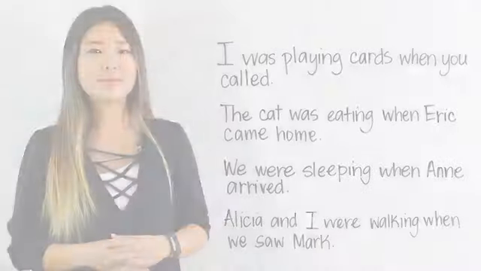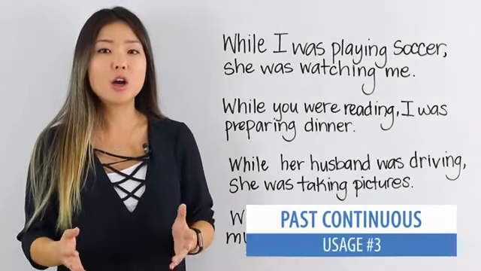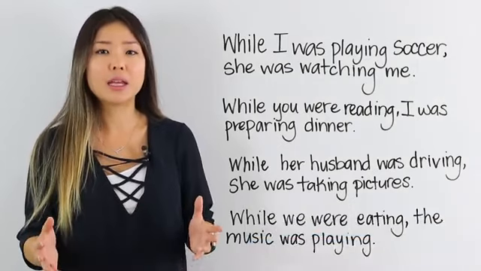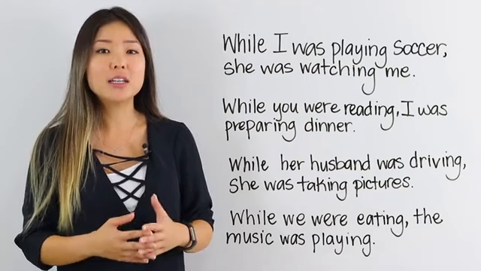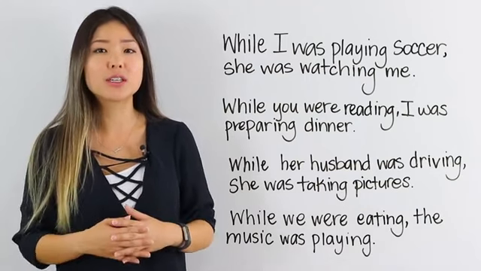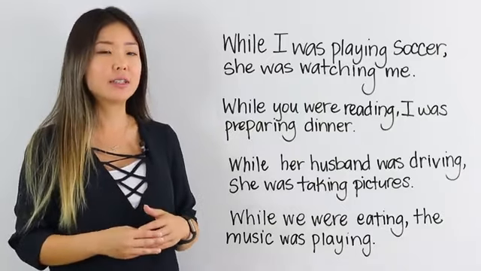Let's move on. Another usage for the past continuous tense is to talk about two actions that were happening at the same time in the past. We use the past continuous tense for both actions with the word while. Let's take a look at some examples.